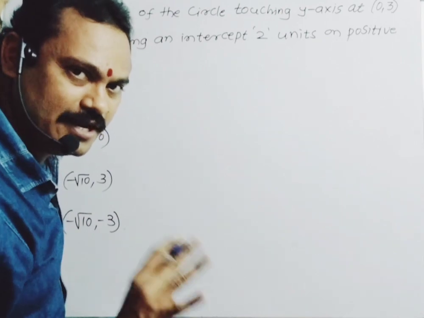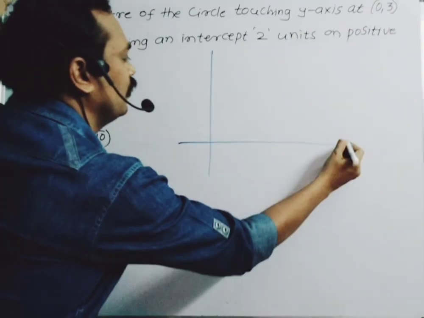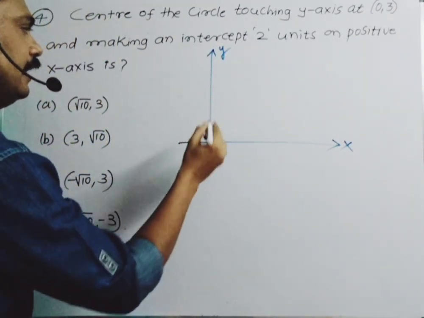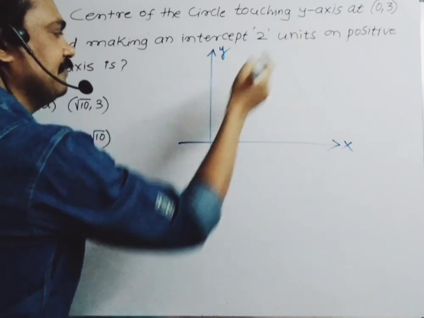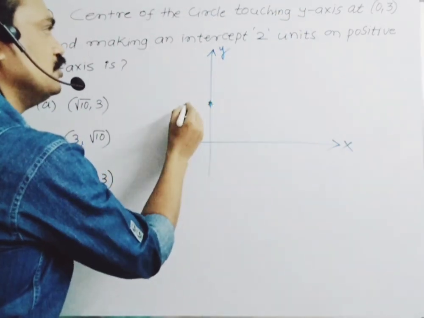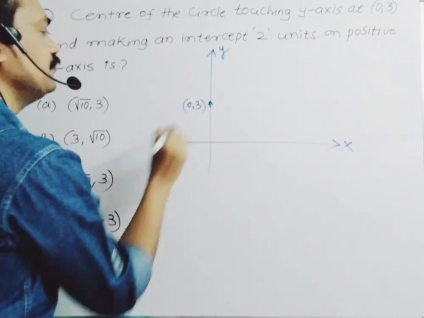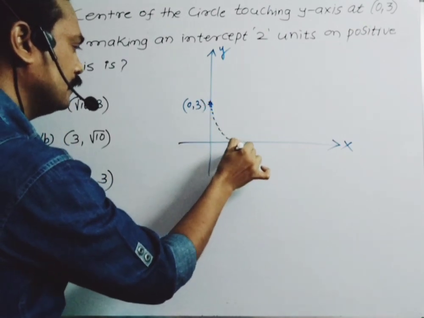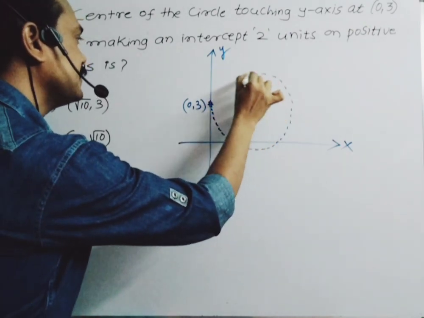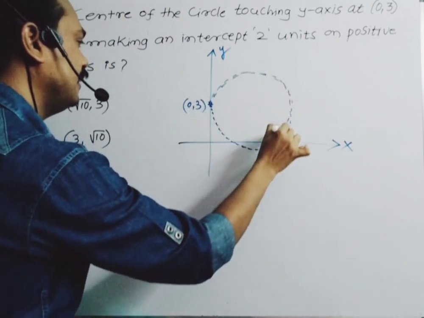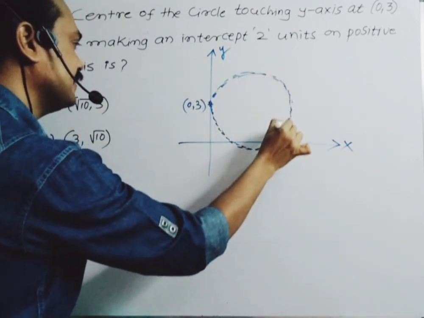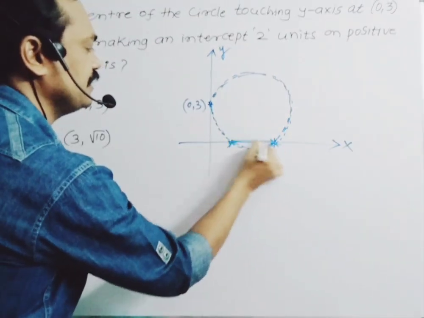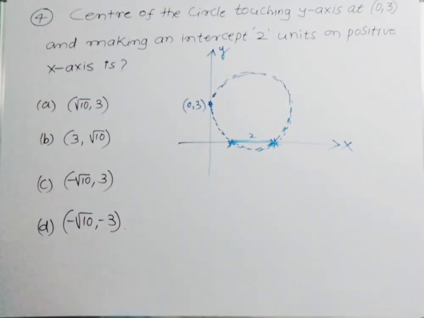Right? Is it clear? Now I am taking the coordinate axes, x-axis and y-axis. Now our circle is touching the y-axis at 0 comma 3. Okay, I have taken 0 comma 3 and it is intersecting the x-axis with a length of 2 units on the positive x-axis. This intercept is how much? 2 units. Is it clear?